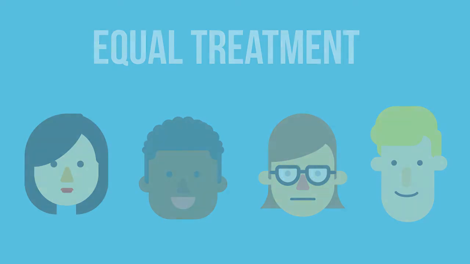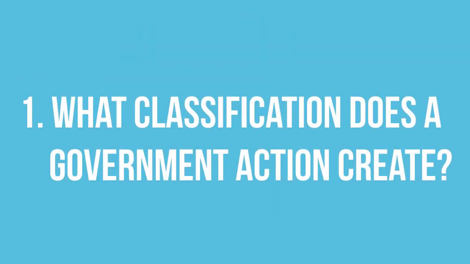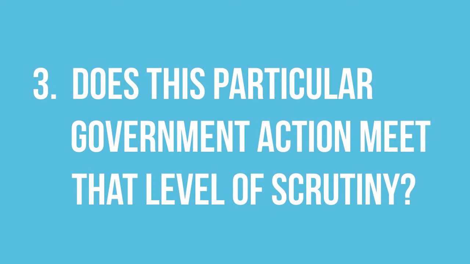When officials look at the Equal Protection Clause, they consider these three questions. What classification does a government action create? What level of scrutiny should be applied to this classification? And does this particular government action meet that level of scrutiny?